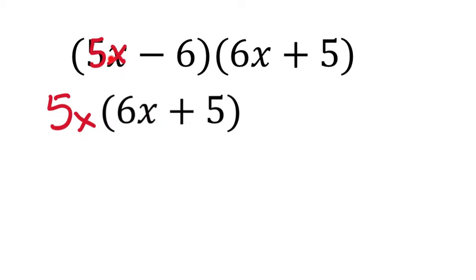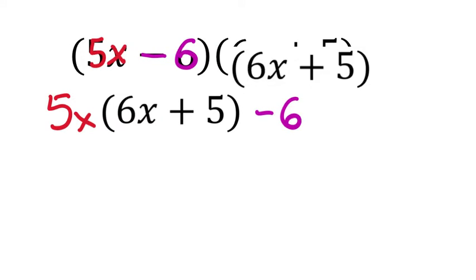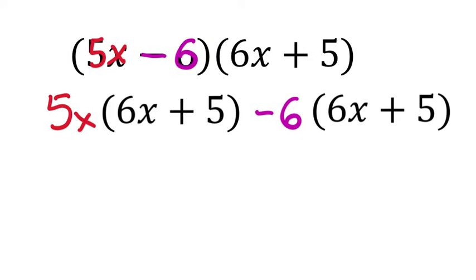Because it's the same thing. I got to take this 5x and distribute it into this set of parentheses. But then I'm going to take my second term there in the first binomial, negative 6, and I'll be looking to distribute that into the second set of parentheses as well. Okay, so we get something that looks like this if we're going to show the work this way.